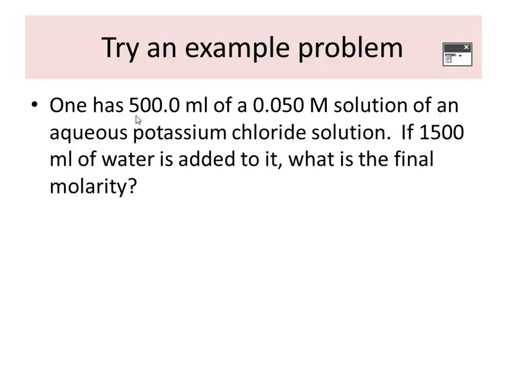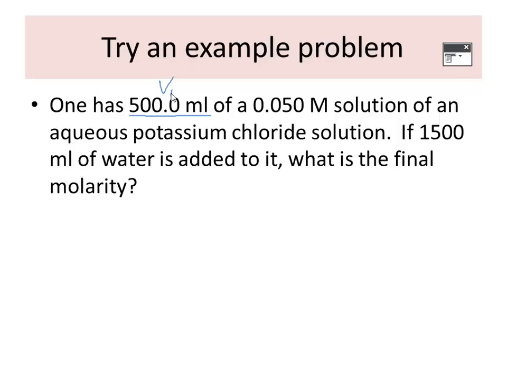So one has 500 milliliters of a 0.050 molar solution of aqueous potassium chloride. If 1,500 milliliters of water is added to it, what's the final molarity? So I want to go through these problems and identify what I'm starting with and what I'm ending with. What I have to start is 500 milliliters of something. What is that property? That's my volume. This is the volume that I'm starting with.